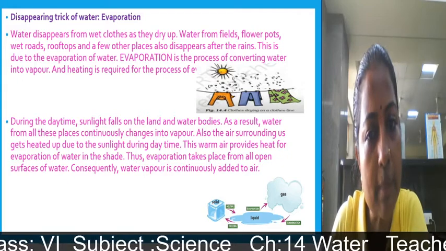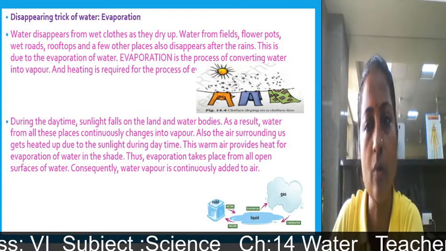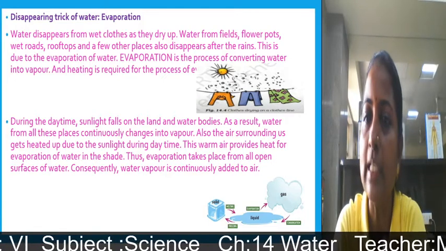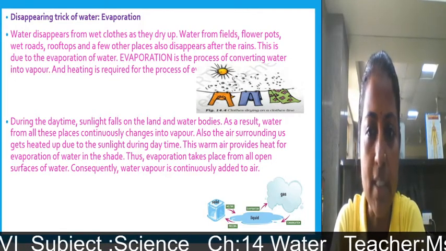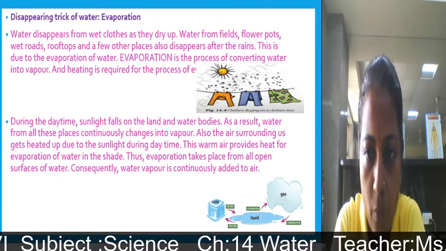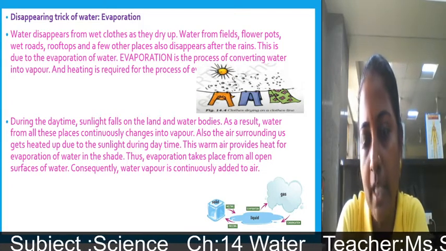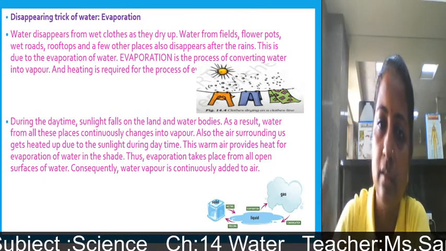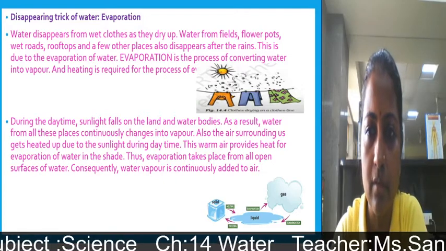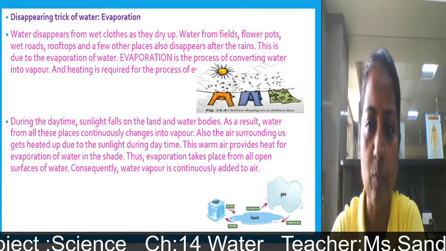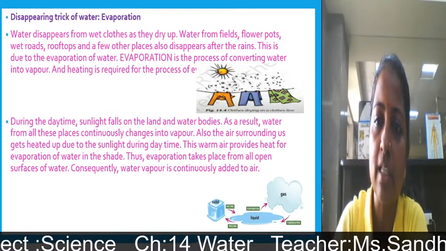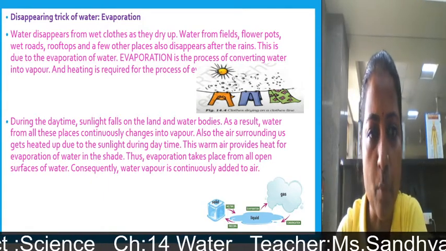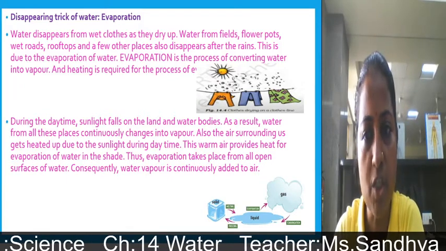Thus, evaporation takes place from all open surfaces of water, and evaporation takes place wherever the sun rays are not directly reaching. You can see on the floor, suppose water is falling down. Now after some time, you can see that the water is getting evaporated because the sun's heat is there in the whole atmosphere, and that heat is also transferring, and because of that the warm air provides heat for evaporation of water in the shade also.